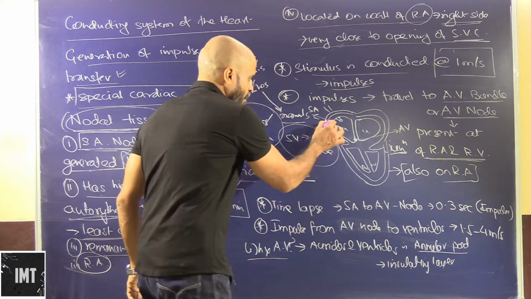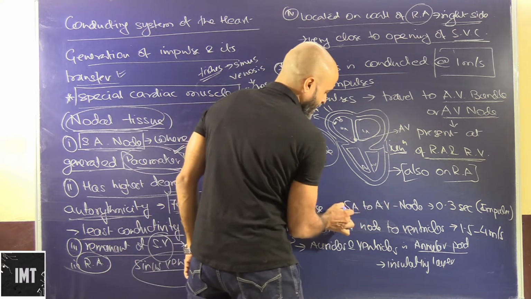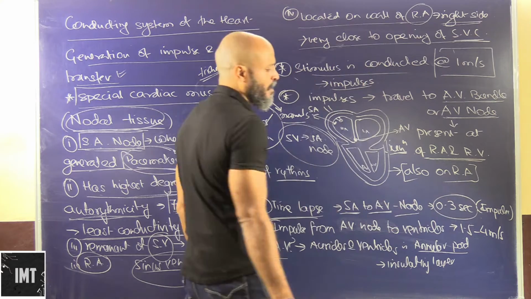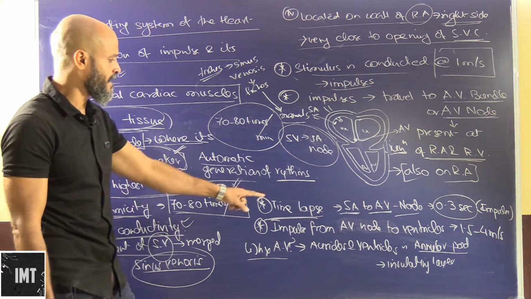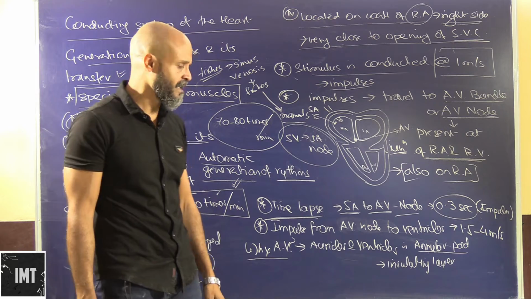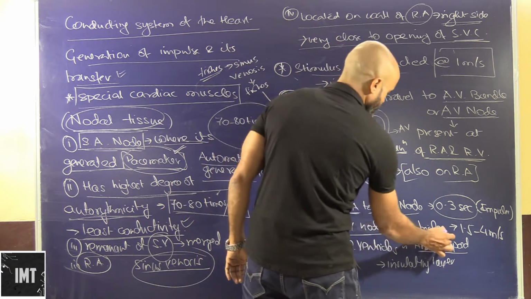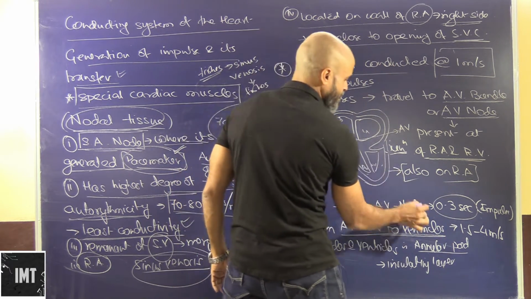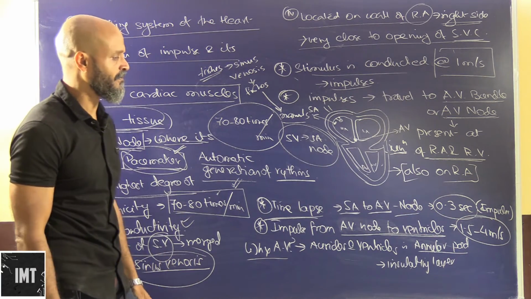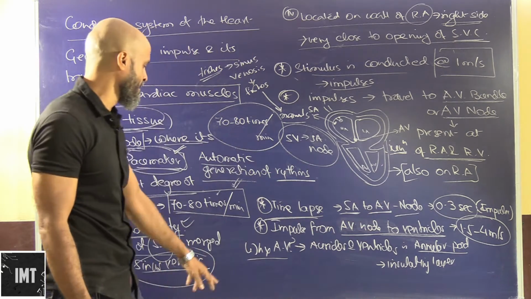Now it travels from here to here, so there is a time lapse. What is the time lapse? From the sinoatrial node to the AV node, the impulse takes approximately 0.3 seconds. Then the impulse from the AV node travels to the ventricles at a speed of 1.5 to 4 meters per second.